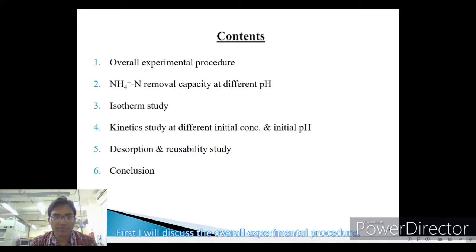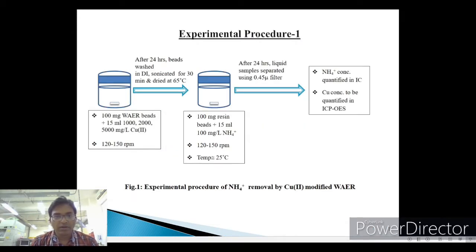First I'll discuss the overall experimental procedure. Then I'll discuss the effect of different pH regarding ammonium nitrogen removal. Then I'll discuss the isotherm study and kinetic study. And lastly I will discuss the desorption and reusability study, followed by the conclusion part. This is the schematic diagram of the overall experimental procedure.